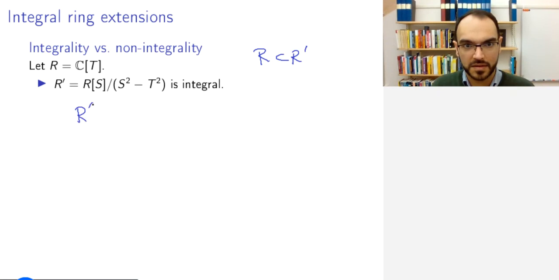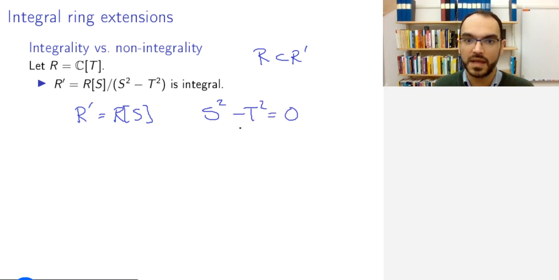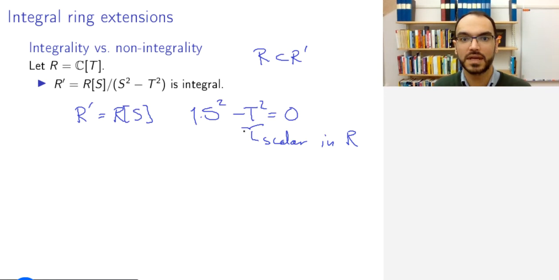Well, because R prime is generated by the element s, and s satisfies s squared minus t squared equals 0. And now this is a scalar in R. R is already the polynomial ring in t. So this is a monic polynomial in s. We have 1 times s squared here. And so this is an integral extension.